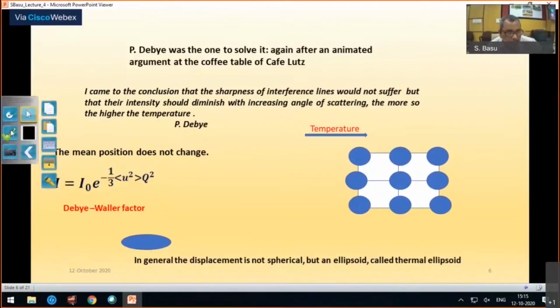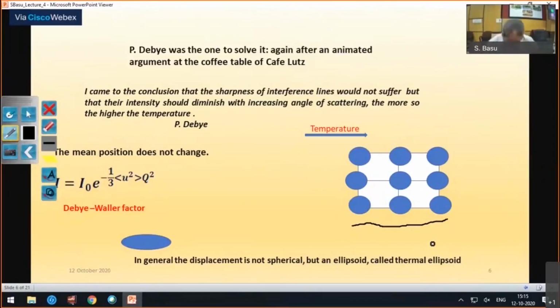Actually, the periodicity is not lost, but the atoms vibrate around their mean position, and what happens actually, as you go to higher and higher temperature, the amplitude of this vibration goes up. So now that means the periodicity of the crystal lattice is not lost, but what you have is something like a dynamic form factor which you discussed earlier.